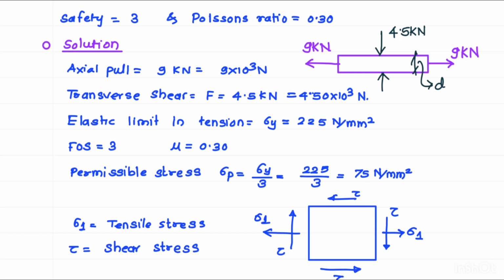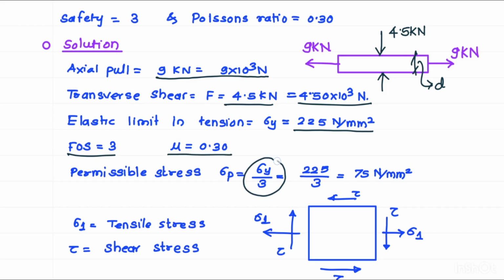Now we'll convert everything into Newton and millimeter units so that it will be easier for us to solve the problem. So the axial pull is 9 kilonewton and the transverse shear is 4.5 kilonewton, which we are converting to Newton. Elastic limit in tension is 225 Newton per millimeter square, factor of safety is 3 and Poisson's ratio is 0.3. The permissible stress is sigma y by 3, that is yield stress divided by 3, which is 225 divided by 3, or 75 Newton per millimeter square.